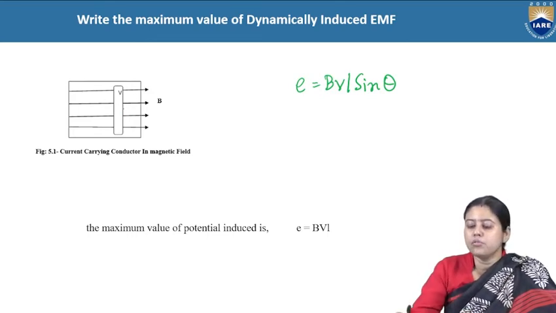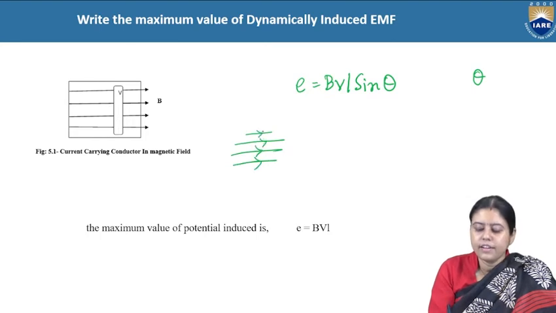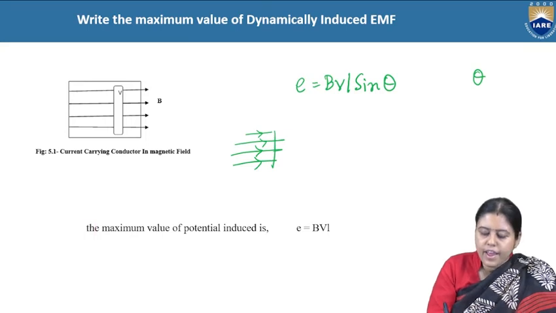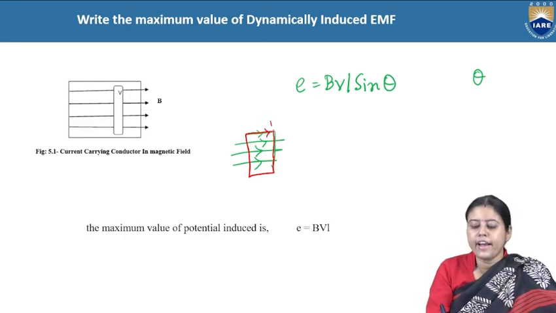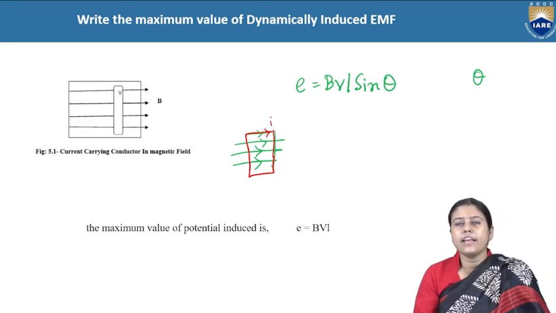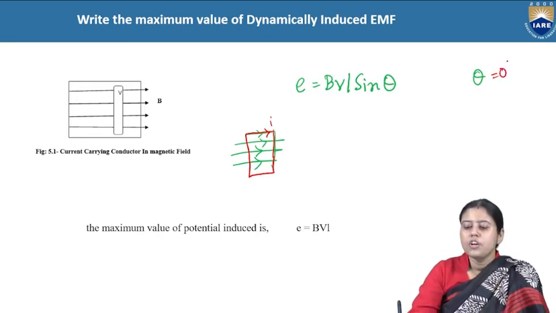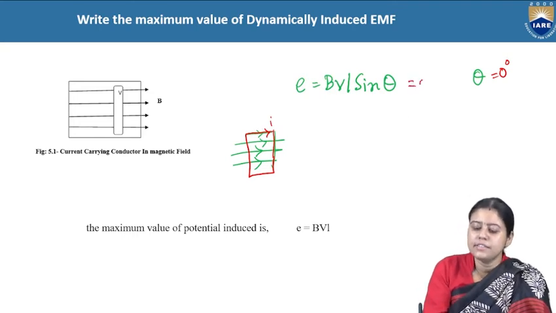When these fields are parallel to the conductor, what will happen? When the field is parallel to this conductor, and you can see the red one is the conductor, conductor current I, so the conductor is parallel with the field. So theta is equal to 0. So what is the value of EMF? BVL sin 0 means it is 0.